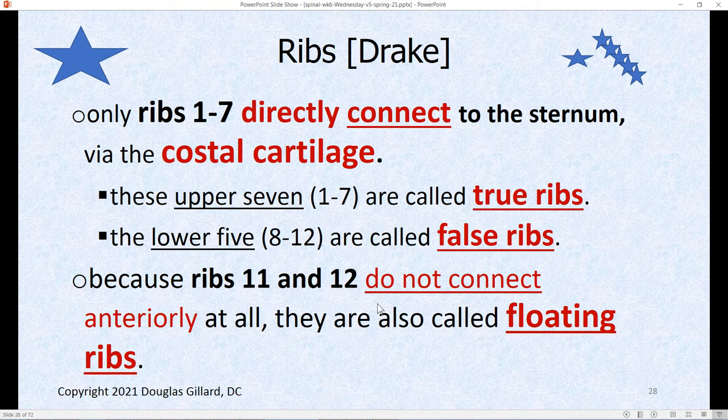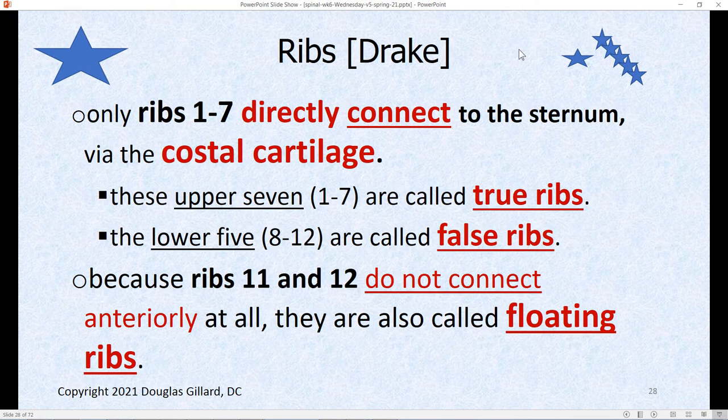The upper ribs 1 through 7, therefore, are called the true ribs. So lucky 7, 1 through 7 are the true ribs. And the false ribs are 8, 9, 10, 11, and 12. Those are false ribs. This is Drake. This is from Student's Anatomy. Kramer matches this too, so this is what you go with.